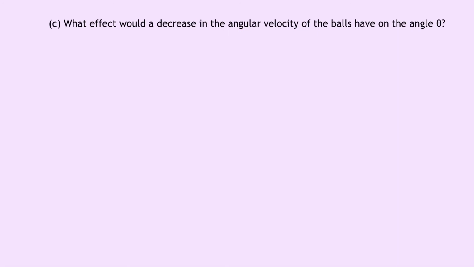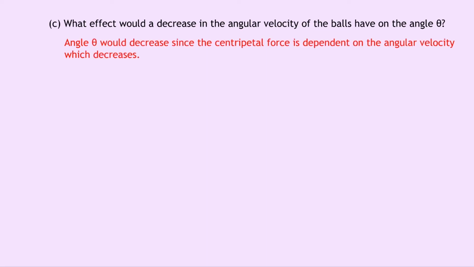Part C says, what effect would a decrease in the angular velocity of the balls have on the angle theta? Well, the angle theta would decrease since the centripetal force is dependent on the angular velocity, which also decreases. And we saw that the angle theta was directly proportional to the centripetal force because it was on the numerator of the fraction. So if the centripetal force decreases because the angular velocity decreases, then the angle theta would also have to decrease.